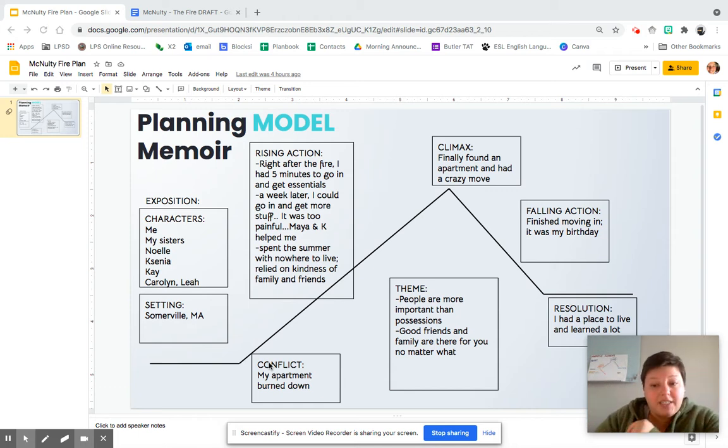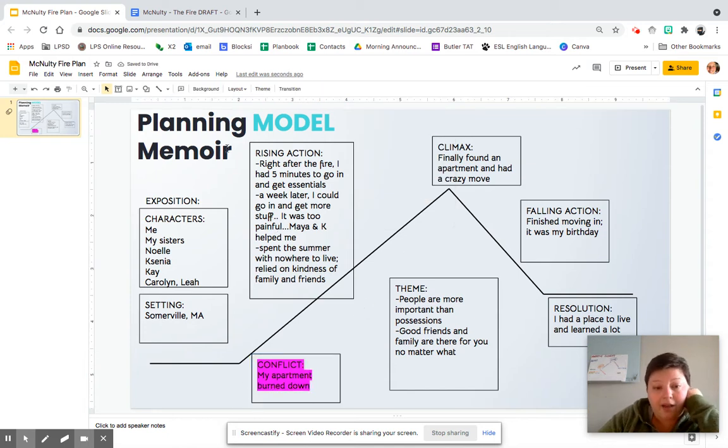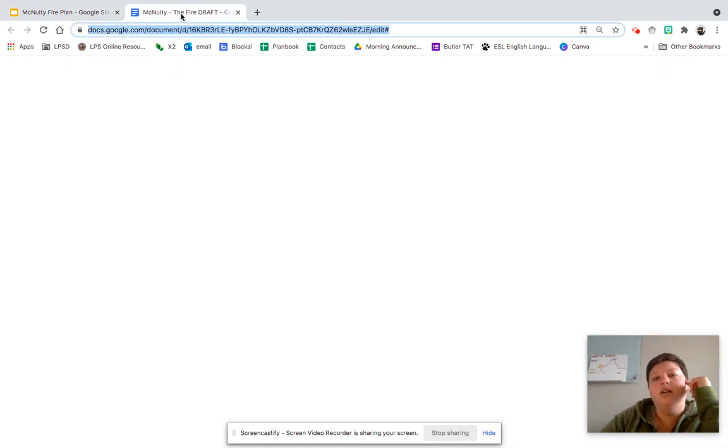Where I do need to start my story and make sure that we know about it from the beginning is the conflict, because that's the problem. That's the main significant person, place, or event. That's my conflict, okay? So the conflict in my story is that my apartment burned down. So I'm gonna highlight this in pink. When I start my draft, I need to include that conflict right from the jump, because otherwise my reader's not gonna know what's going on.